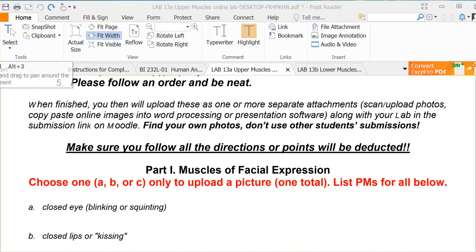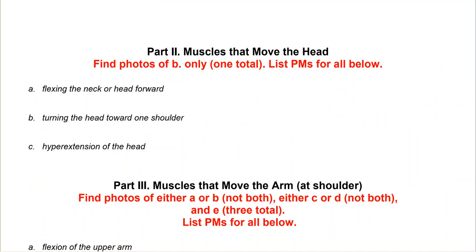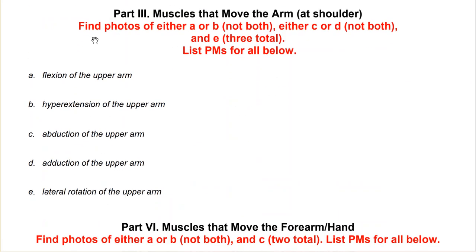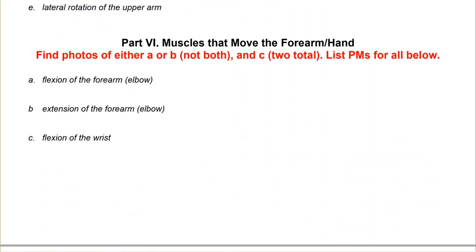Okay. All right, so you know how to put pictures in. Part 2, you only have to do B. Part 3, just pay attention to the red writing. They tell you what you need to do. So do either A or B, then do either C or D, and then everybody do E. Okay, etc., etc.